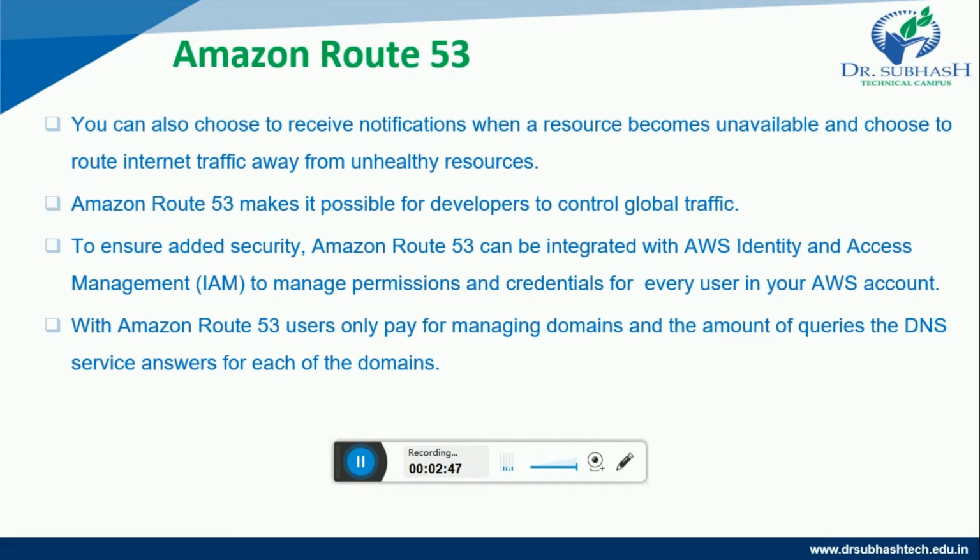Amazon Route 53 makes it possible for developers to control global traffic also. It also ensures added security, and Amazon Route 53 can be integrated with AWS Identity and Access Management, that is nothing but IAM, to manage permissions and credentials for every user in your AWS account. With Amazon Route 53, users only pay for managing domains and the amount of queries the DNS service answers for each of the domains.